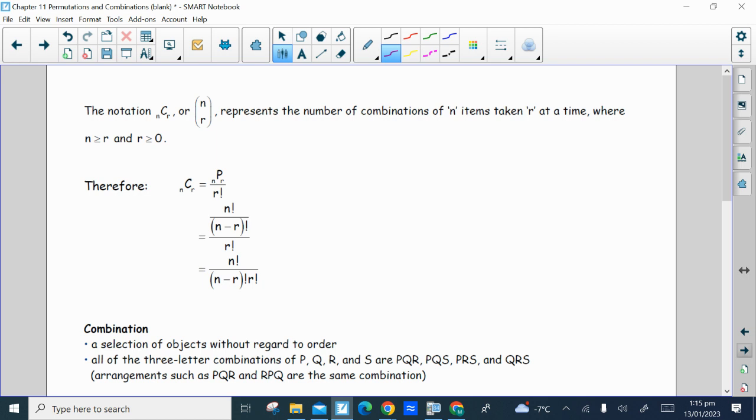And if we look at it here, it's very similar to the permutation one, except there's an extra factor on the bottom. Right? If you take off the r factorial, that's the permutation formula for nPr. But nCr has that extra factor of r factorial on the bottom.